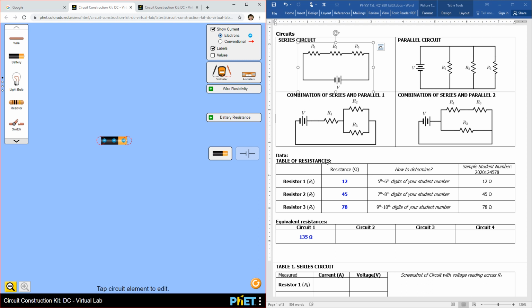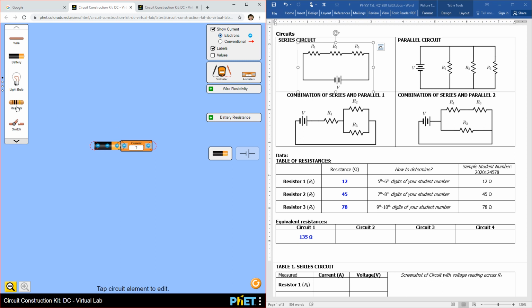Now, in order to measure the total current flowing through the circuit, you have to add the ammeter right beside your component. So this is your combination. This is your current reader, or your ammeter, that will determine the total current in the circuit.